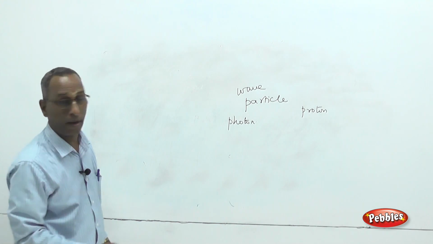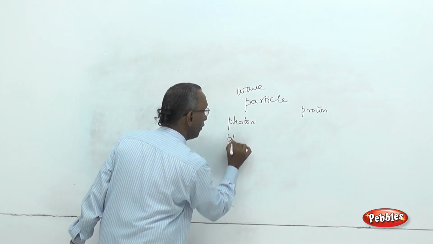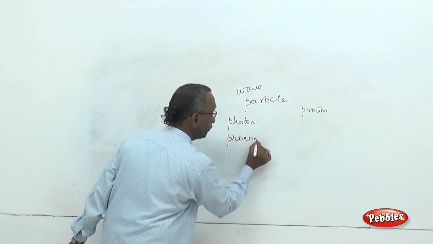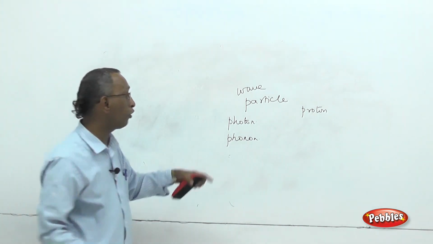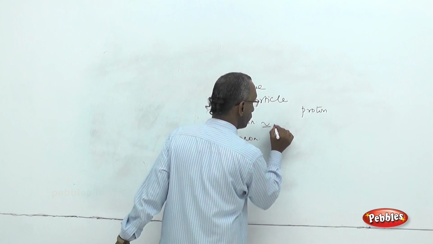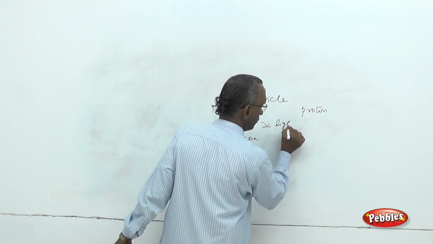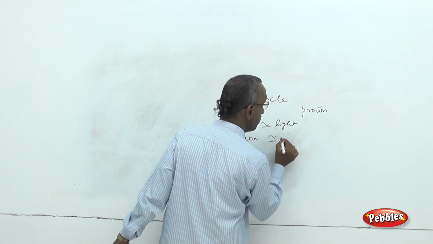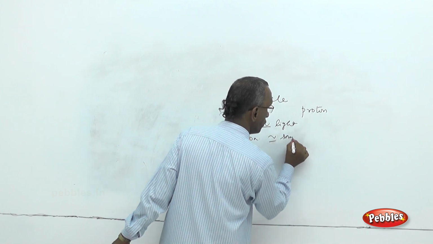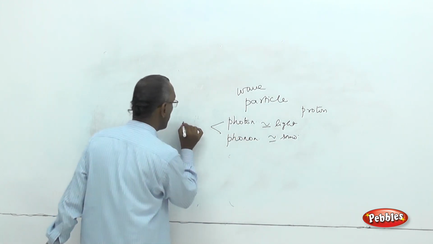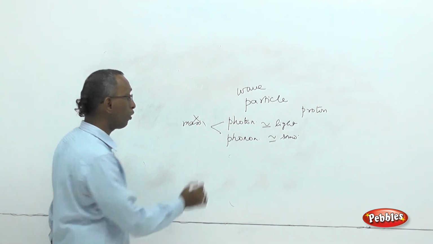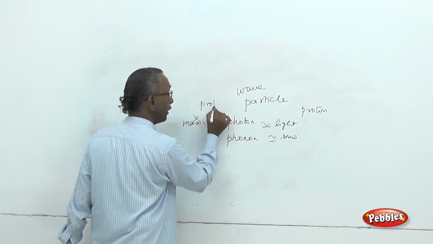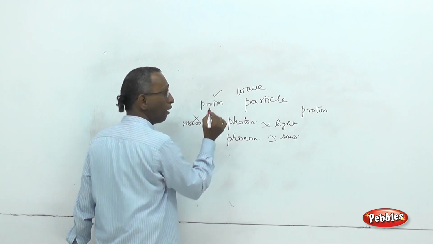The smallest particle of sound energy is called a phonon. That is why it is called phonon: phone means sound, photon means light. So a photon is the smallest constituent of light energy, whereas a phonon is the smallest constituent of sound energy. But they do not carry mass. A proton has mass.